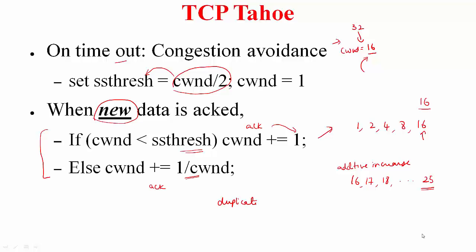Well, in reality, a duplicate ACK also is telling that a packet has been removed from the pipe, but the TCP Tahoe version of it is not going to act on it. Later versions tackle this problem, but for now in TCP Tahoe, you are going to ignore these duplicate acknowledgements.